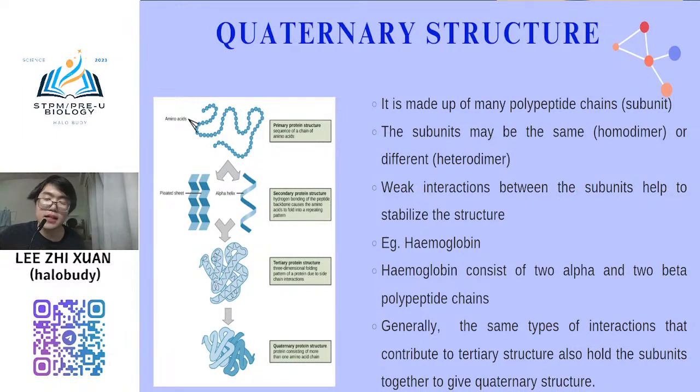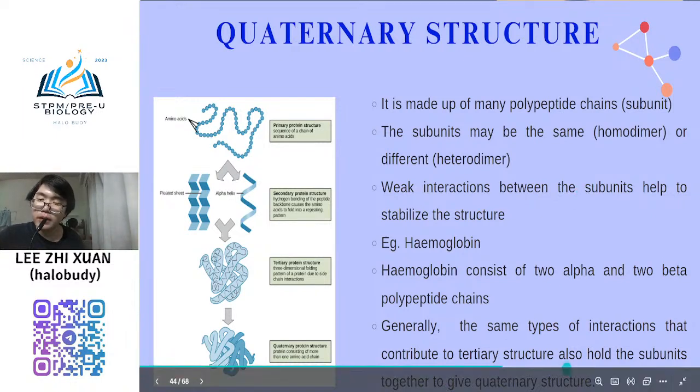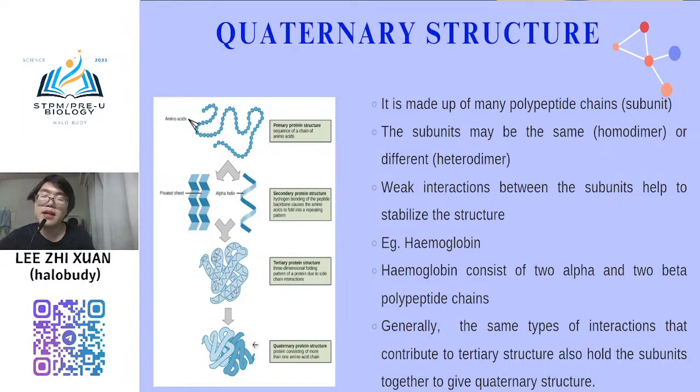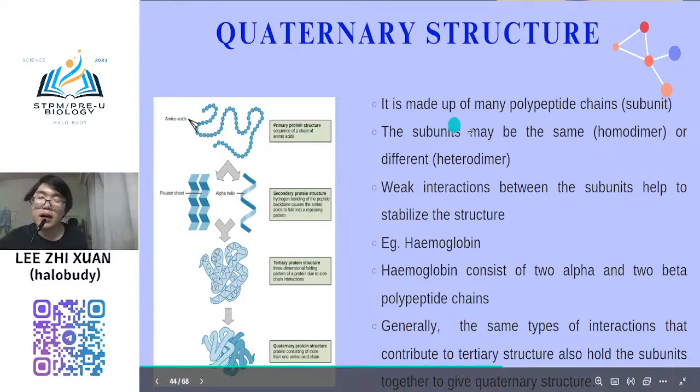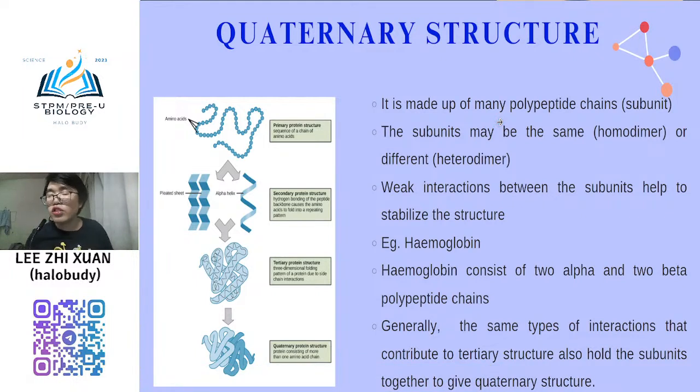And last one is quaternary structure. Quaternary structure is also 3D, but highly complicated. Why? Because it is made up of many polypeptide chains, compared to tertiary, which has only one polypeptide. One polypeptide can already form 3D.